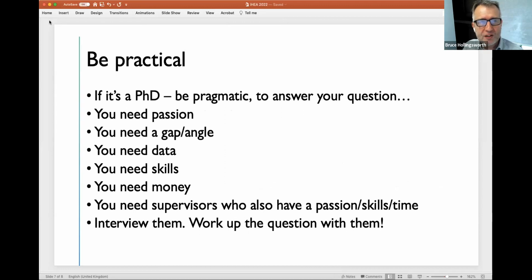I think being practical as well, so once you've got your research question, you have to be pragmatic in terms of answering your question. You need that passion for sure. You need the gap, the angle that you're taking that's different. You need something to answer it with. That can be quantitative or qualitative data. Okay, you need something to answer the question with. What skills do you need?